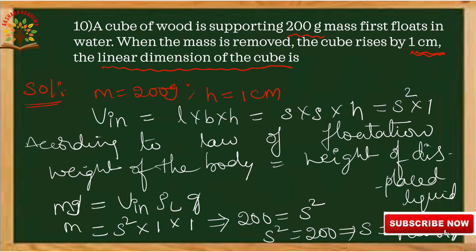This is the final answer. Or we can write s is equal to root of 100 into 2, or 10 root 2. So finally the linear dimension of the cube is s equal to 10 root 2 centimeters. This is the final answer.